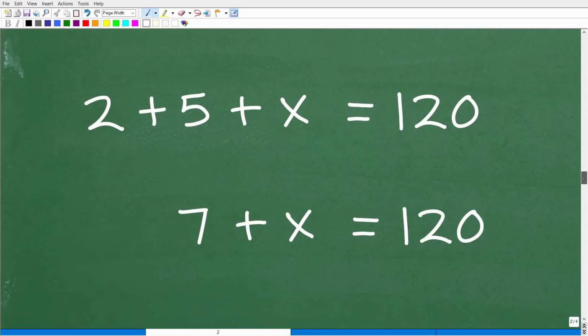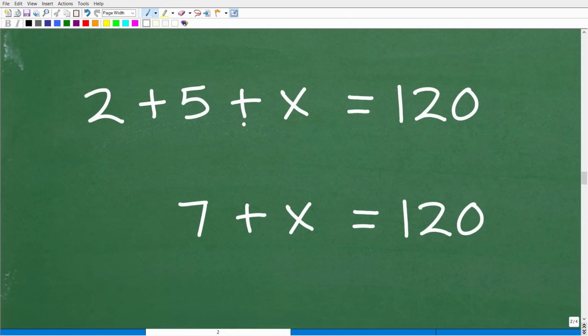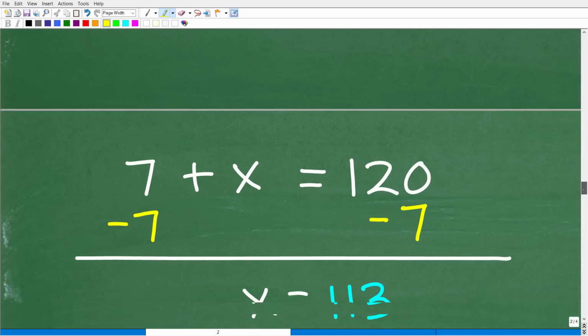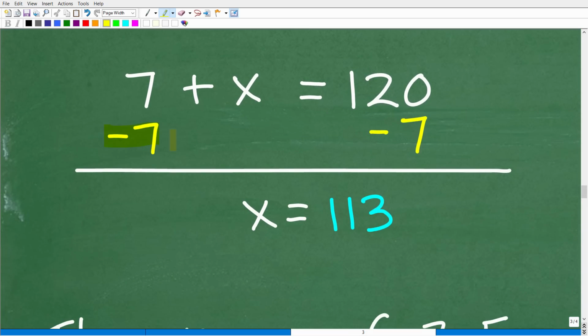All right, so here is our lovely equation. We have 2 plus 5 plus x is equal to 120. So how do we solve this? Well, let's first add 2 and 5. So 2 and 5 is 7. 7 plus x is 120. And to solve for x, all we need to do is subtract 7 from both sides of the equation. And we want to write our work just like this. And then we'll add down in a column manner. So 7 minus 7 is 0. X plus nothing is x. And 120 minus 7 is 113.